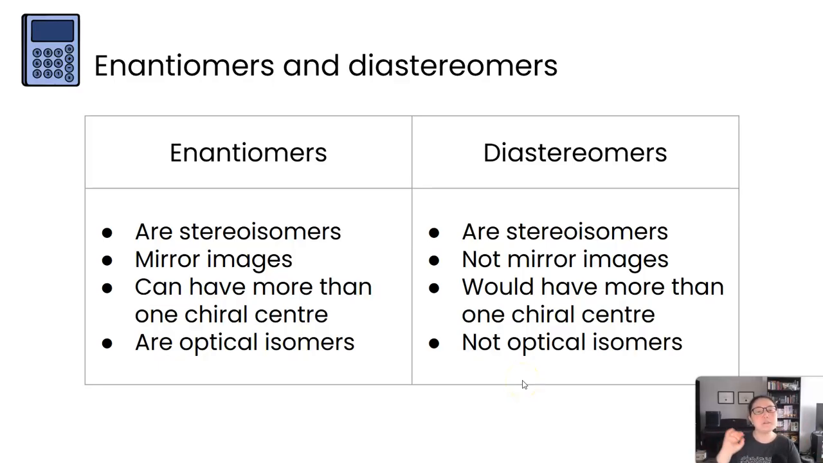As a result of this, your enantiomers are going to be optical isomers. They will do that whole bending of light thing, whereas diastereomers aren't able to do that. So diastereomers are not going to be optical isomers. But we are going to be focusing much more on enantiomers for the purposes of this lesson.